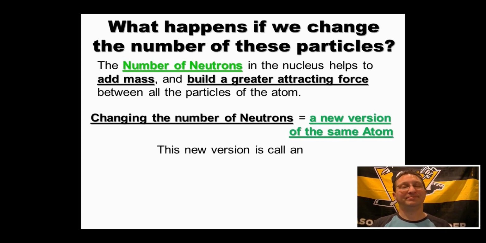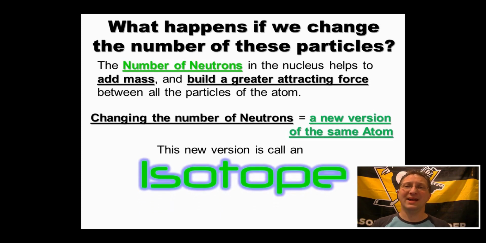Now, again, when we change the number of neutrons, we have to give it a different name. So we can't call it an atom. What we do call it is an isotope. Now, all atoms are really isotopes. Every atom is a version of itself. Even if there's only one version, that's an isotope, right? So these different versions are called isotopes.